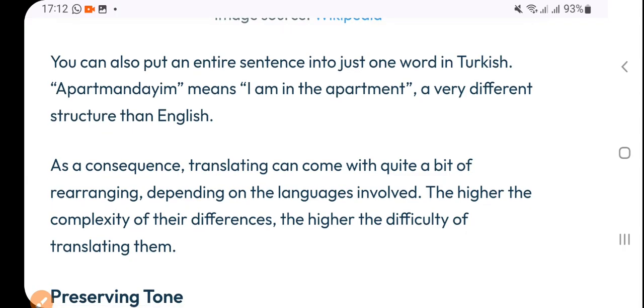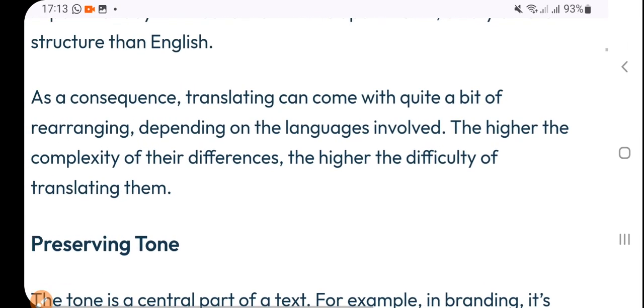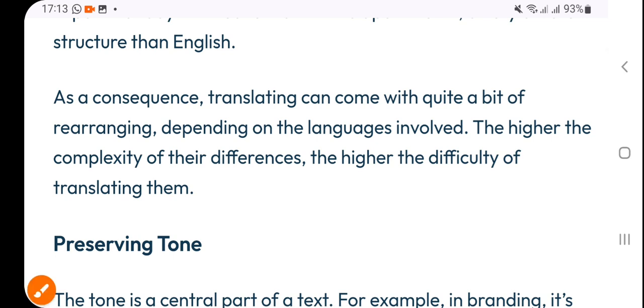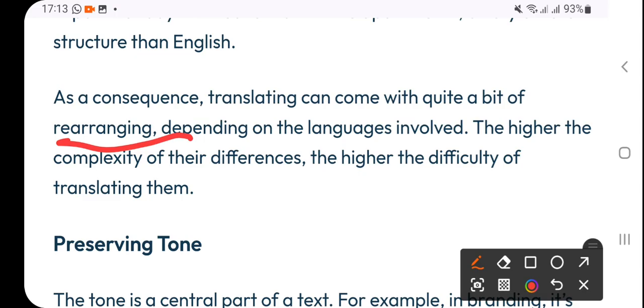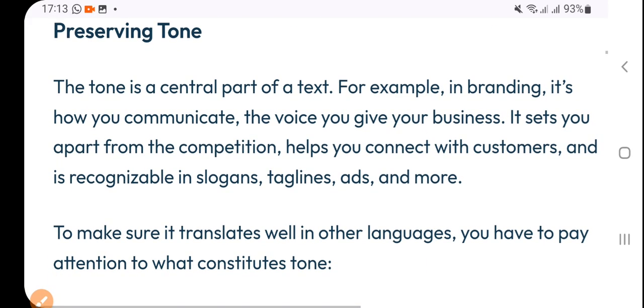Now as a consequence, translating can come with quite a bit of rearranging, depending on the languages involved. So the higher the complexity of the differences, the higher the difficulty of translating them. That's the problem, right? Complexity and then difficulty of transfer. That is there. Now then, preserving tone.